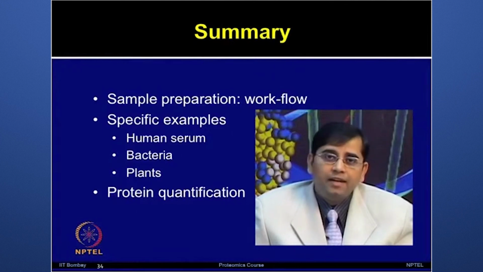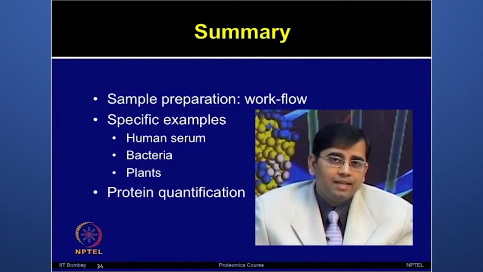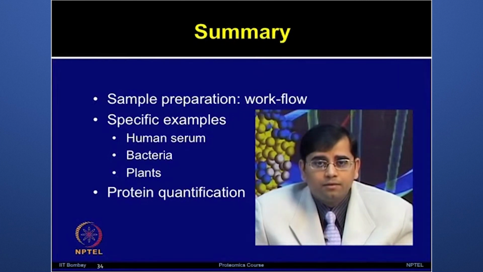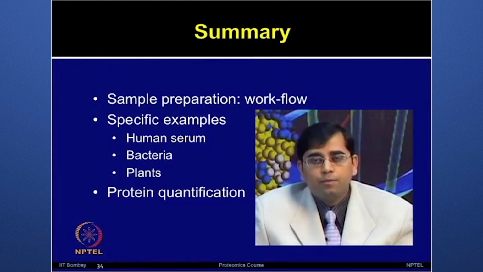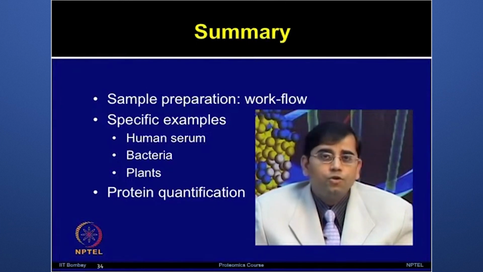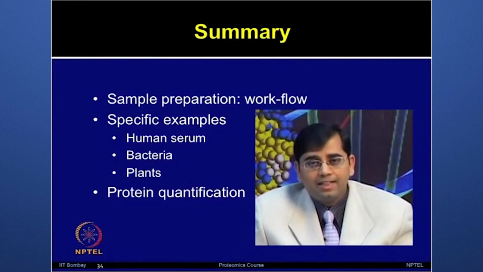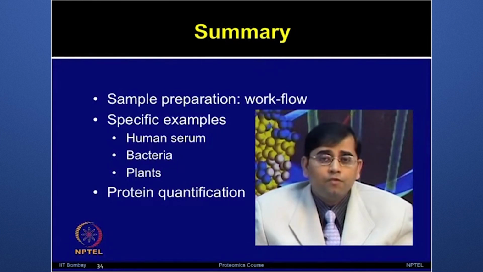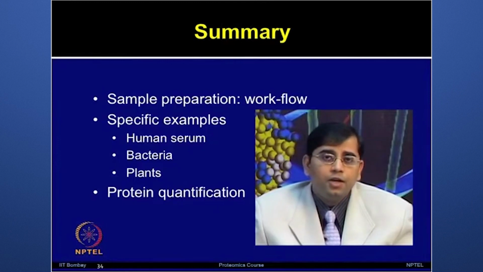We discussed in more detail different types of criteria being used for analysis of clinical samples, and then we talked about how to analyze human serum samples. Then we discussed bacterial protein extraction and how one can analyze the bacterial proteome. Then we talked about plant protein extraction for plant proteome analysis. Finally, we talked about protein quantification, how to determine the protein quantity present in your given sample.